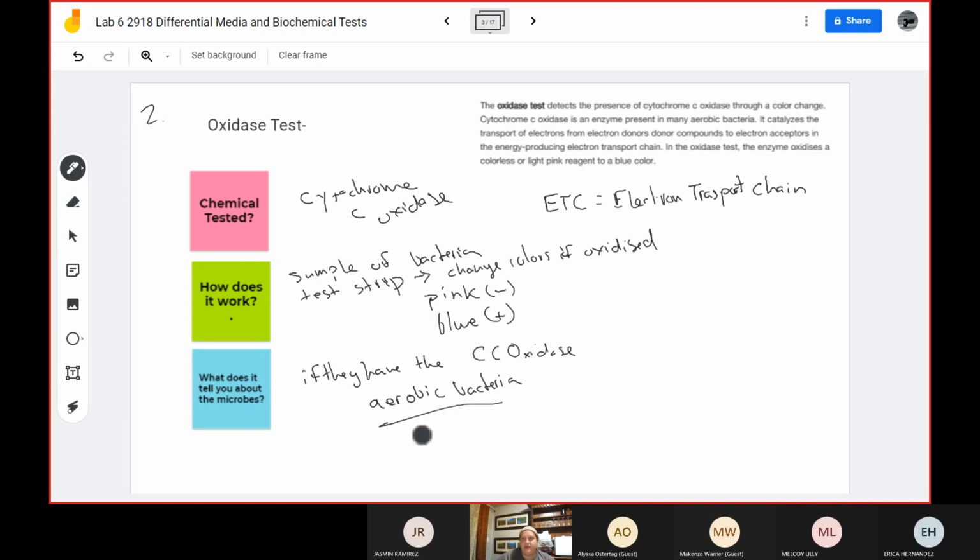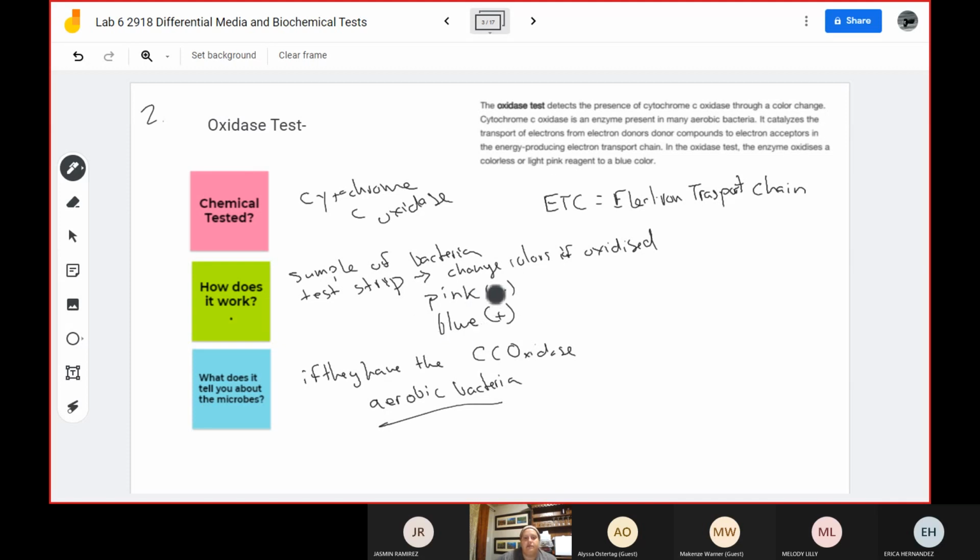So if you found something in your beer making that is in an anaerobic situation, but you tested it and it has the cytochrome C oxidase, you might suspect that it is a facultative anaerobic bacteria, because it can survive breathing oxygen, or it could survive in anaerobic conditions. So that's what the oxidase test is testing for.